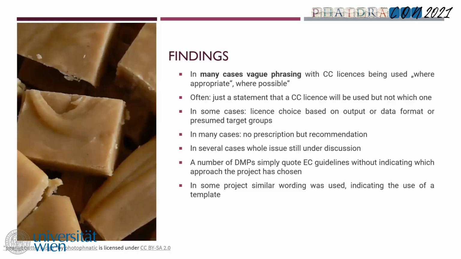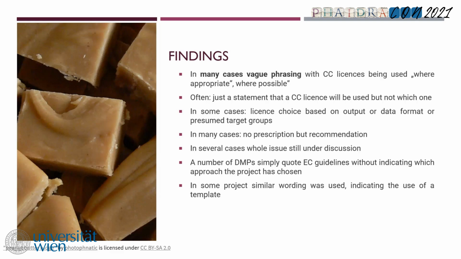The phrasing was often vague. So they were saying, oh, we will use Creative Commons licenses where appropriate, where possible, where justified. Sometimes they say it in the data management plans, yes, we will use a Creative Commons license, but they didn't tell us which. So they said, yeah, we will use it. So it's not really very valuable if you don't say which one.